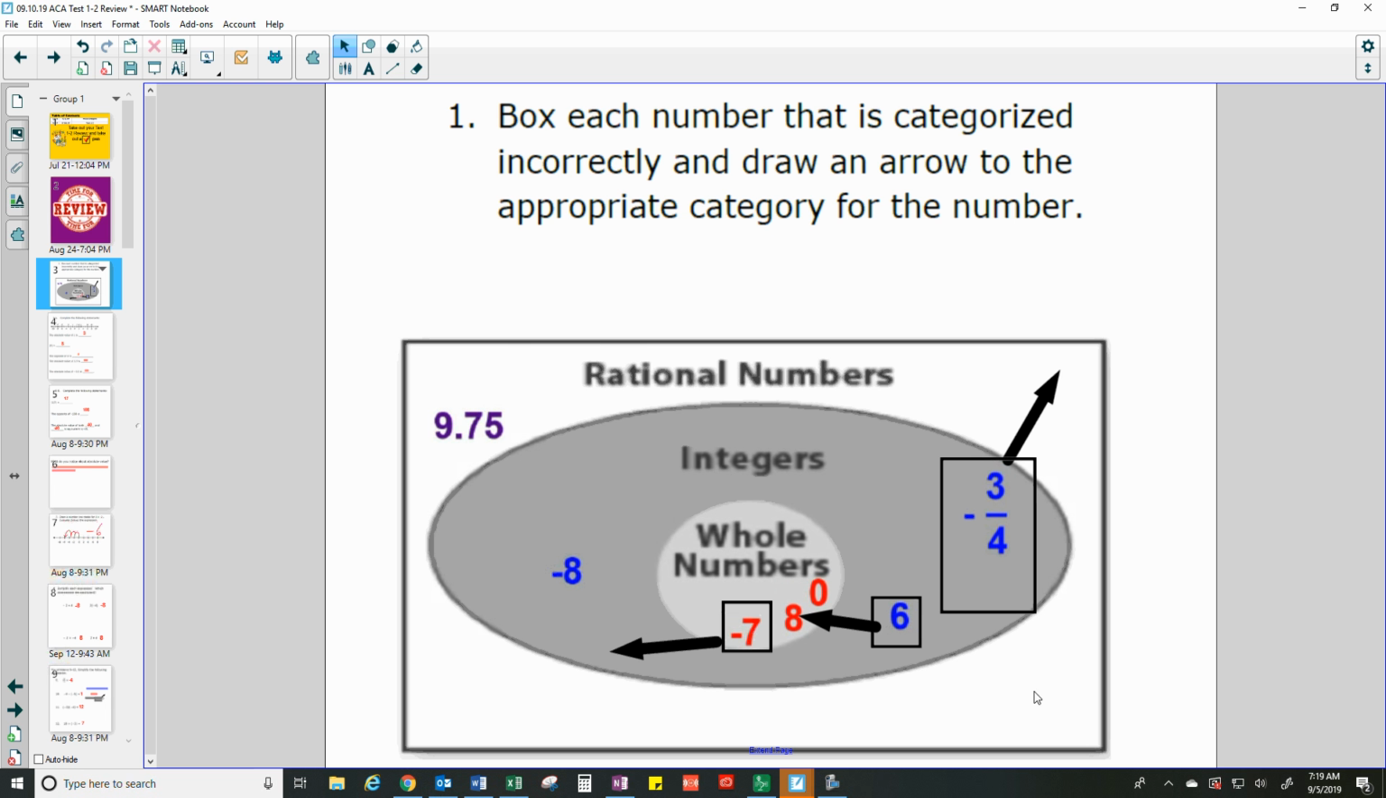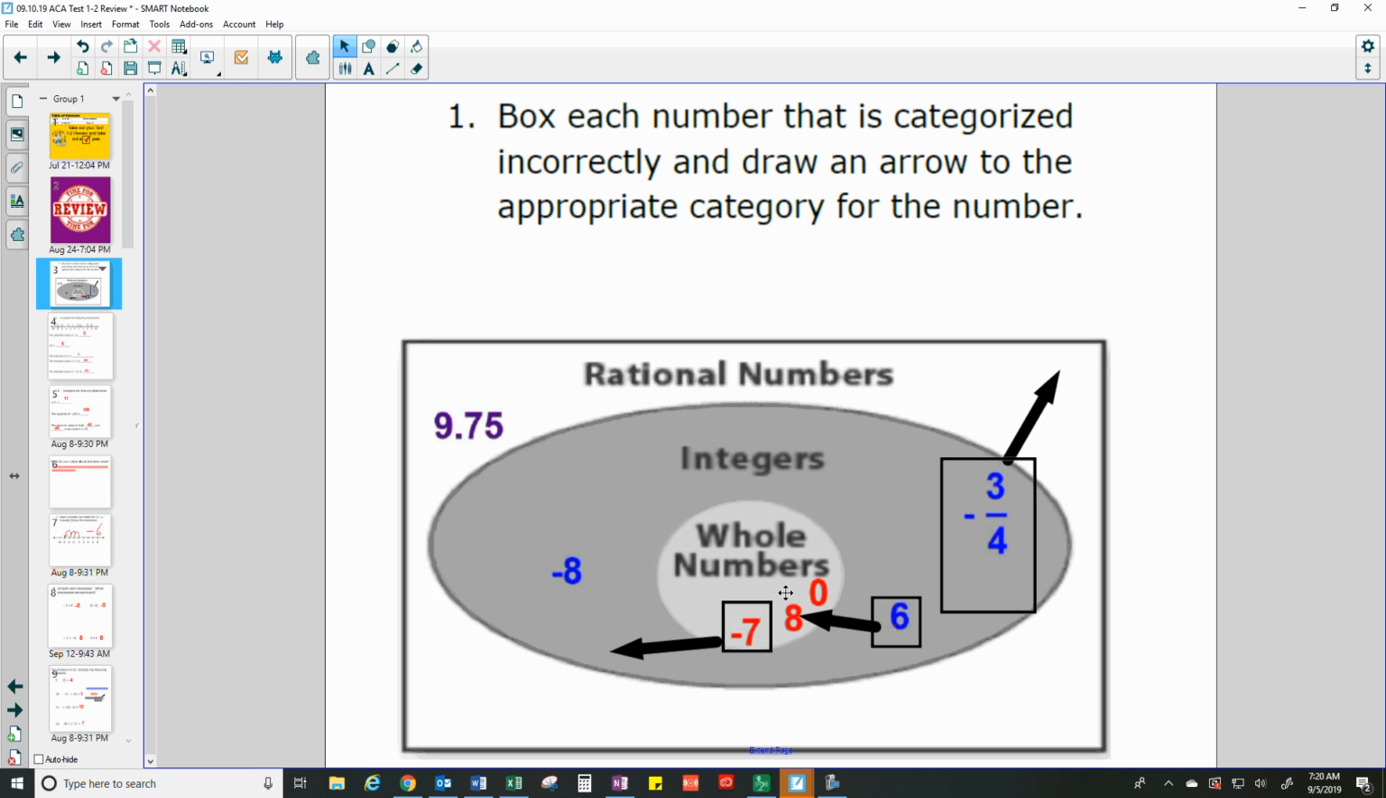You have to know the classifying of numbers, the relationship of numbers. We have whole numbers, which can be integers, and which integers can become rational numbers. It says box each number that is categorized incorrectly and draw an arrow. So fractions and decimals need to be in the rational number classification. -7 is an integer, so it goes right here. And then 6 is a whole number, so it should be in here.